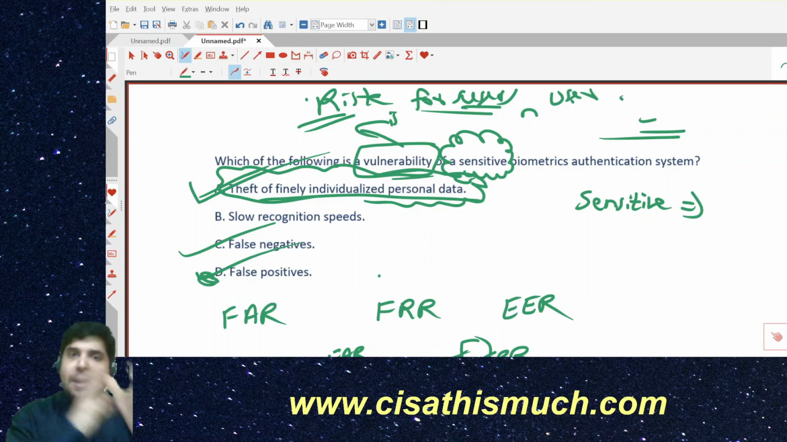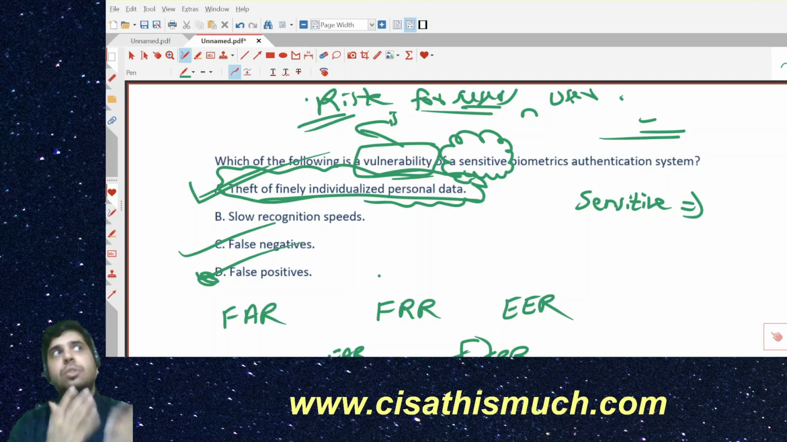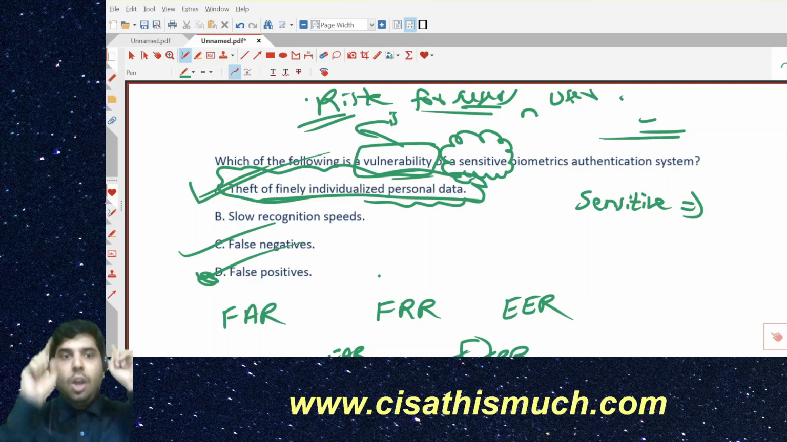You go with the basics. When I'm saying false acceptance, false positive in biometric, we have learned that it's a very concerning thing. And when we say sensitive, it means very accurate, so there will be higher chances of false rejection, because even a minor change, the system will detect. False rejection means false negative, so false negative is the answer.